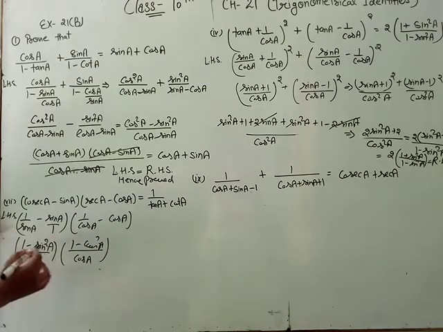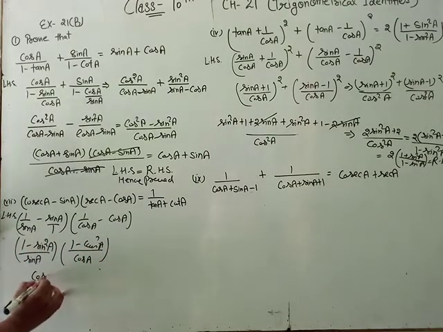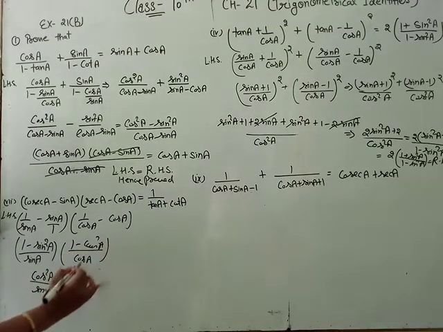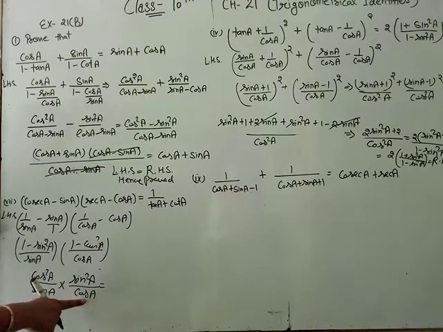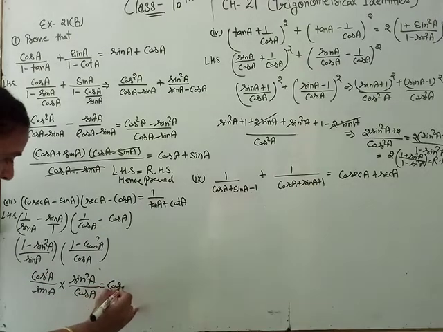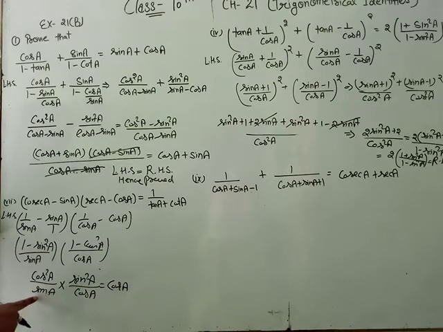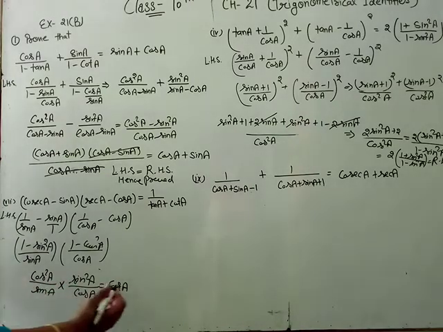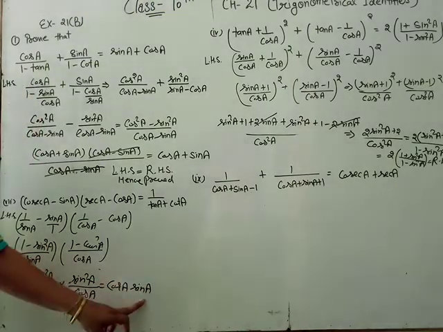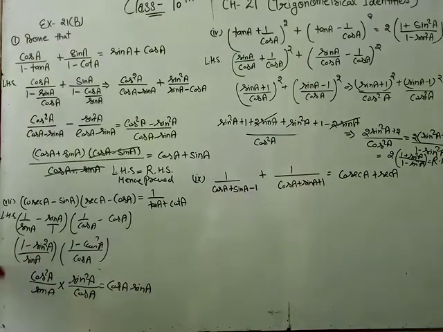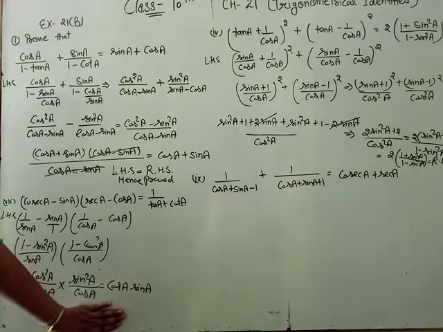Okay, 1 minus sin square A equals cos square A, so we have cos square A by sin A, and 1 minus cos square A equals sin square A, so sin square A by cos A. Cos square has power 2 and there is 1 power in the denominator, so 1 power is left, cos A. Same with sin square over sin, only 1 power is left, that is sin A. Okay, this is the left hand side only.